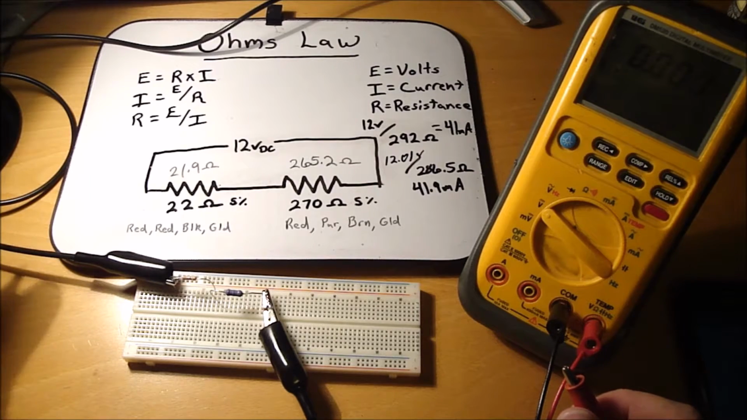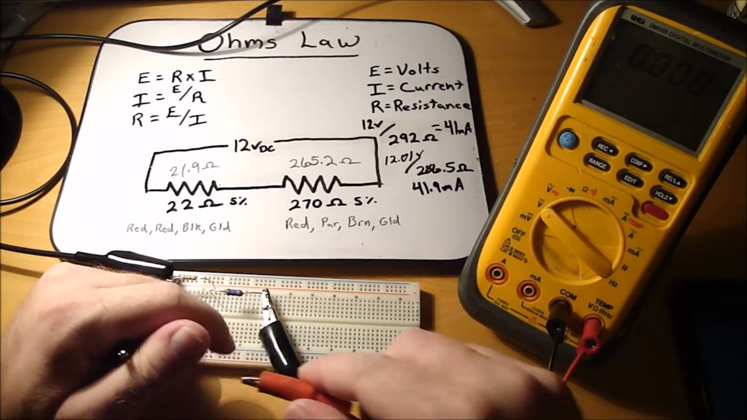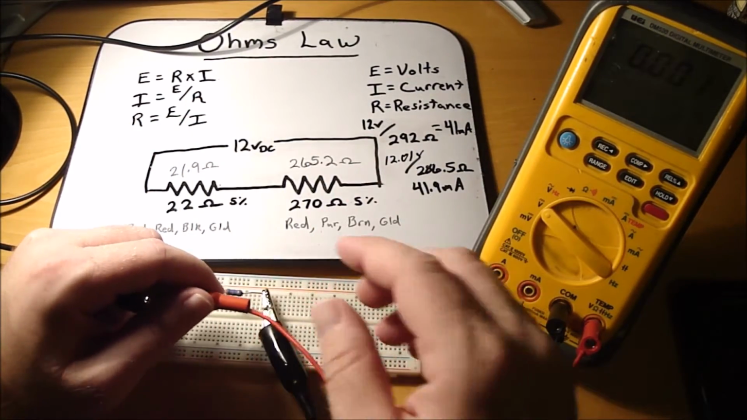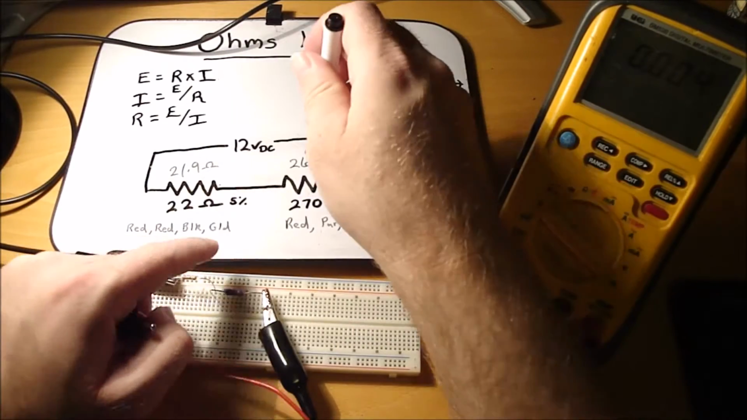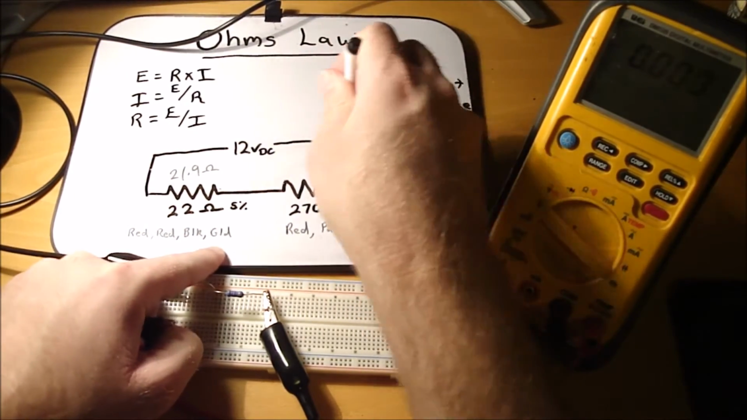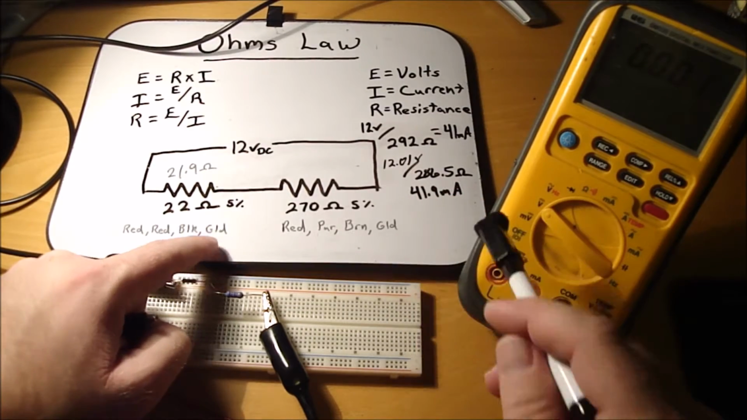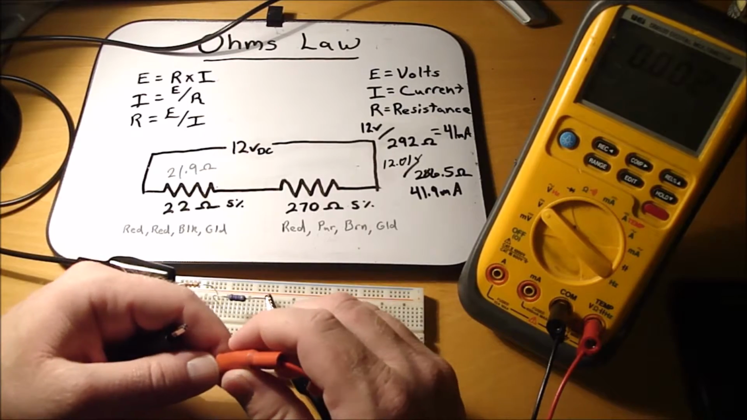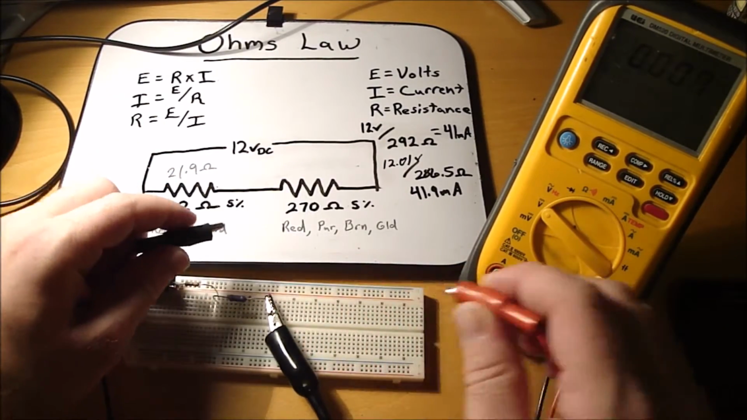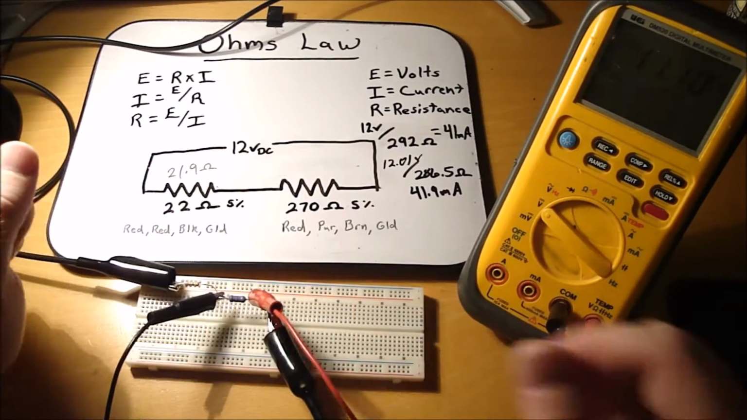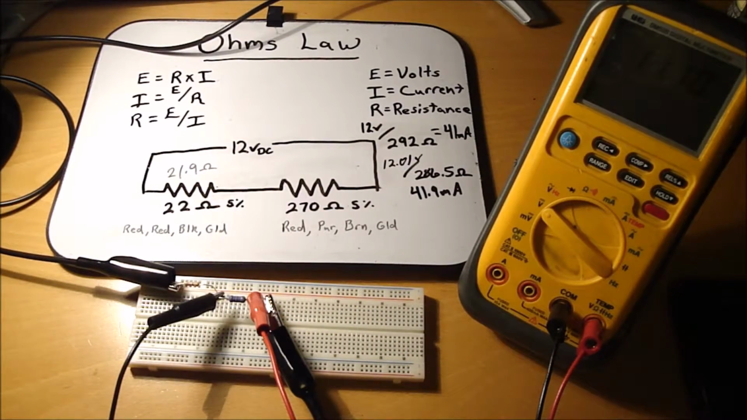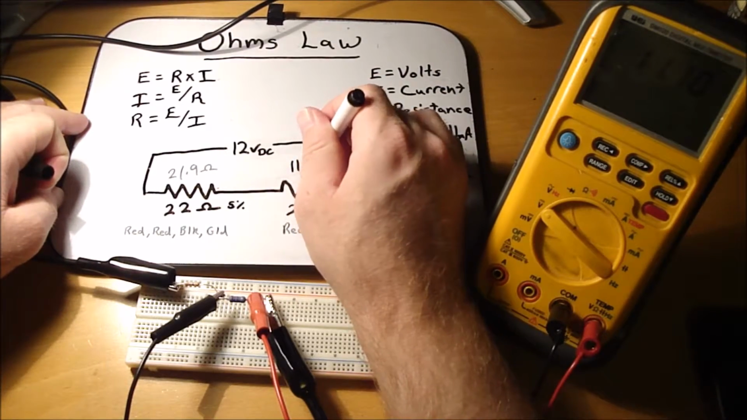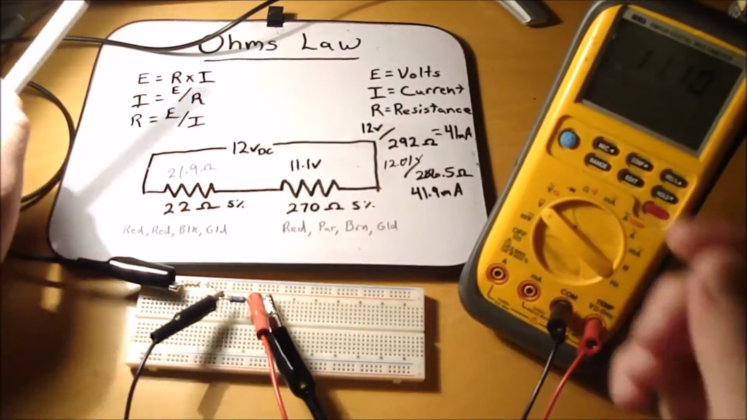We can try to measure resistance also by this equation. So let's say we don't know the resistance. So we know the current draw is 41.9 milliamps through the circuit. And the voltage drop across that resistor is 11.1. So we got 11.1 volts across that resistor.